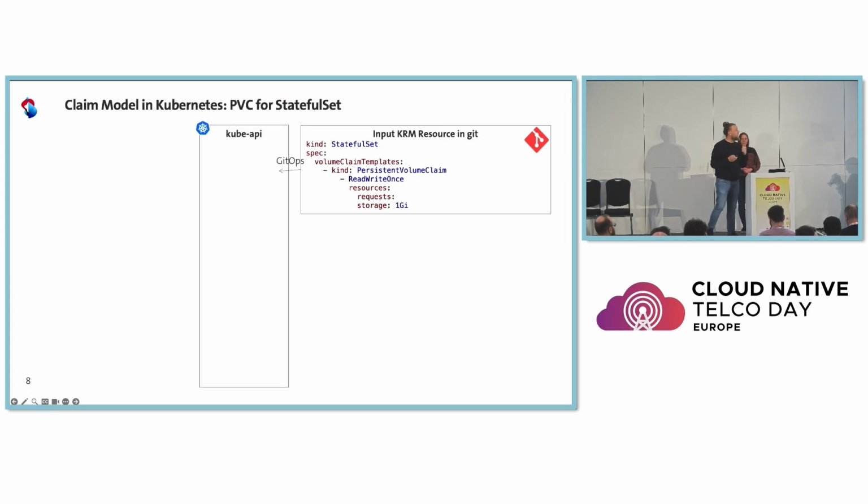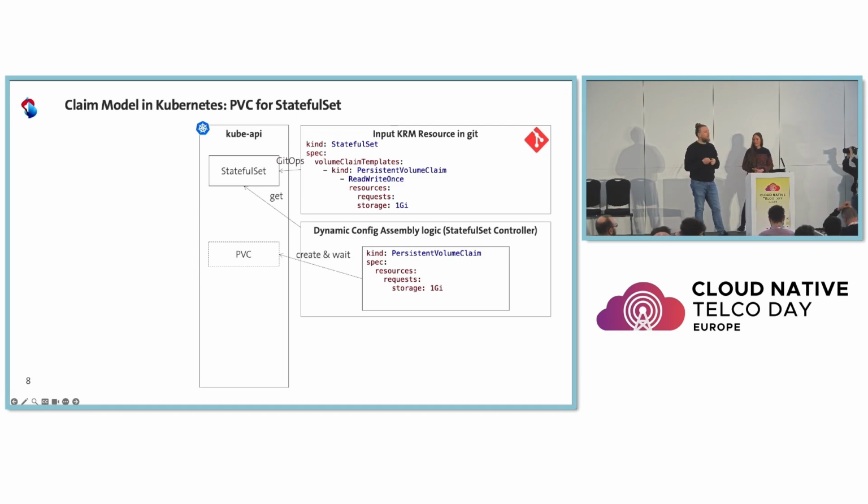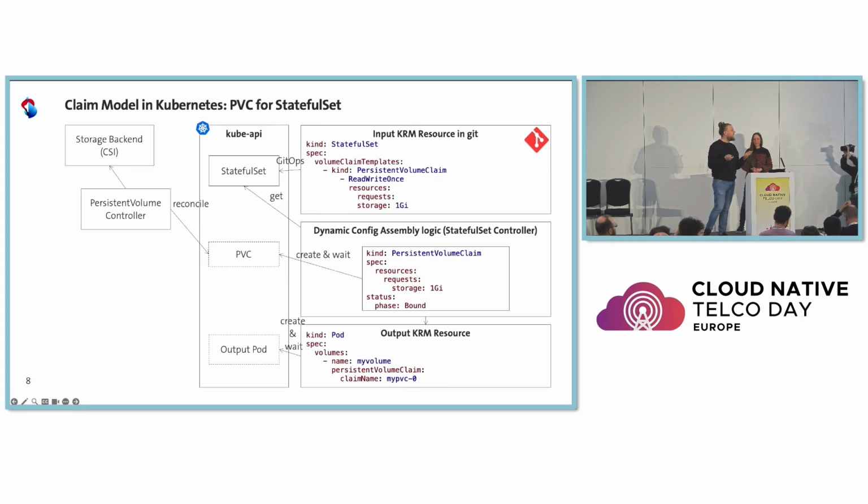This will then be synced to the Kubernetes API using GitOps, hopefully. The stateful set controller will take over and reconcile it, create the persistent volume claim. Then you will have the persistent volume controller doing its magic, and eventually you will have a running pod which has a 1 gigabyte volume attached. That's just an example to show you what we did in NetBox Operator. And you can see it's a very dynamic system. You only give it the necessary information that is required at the beginning.